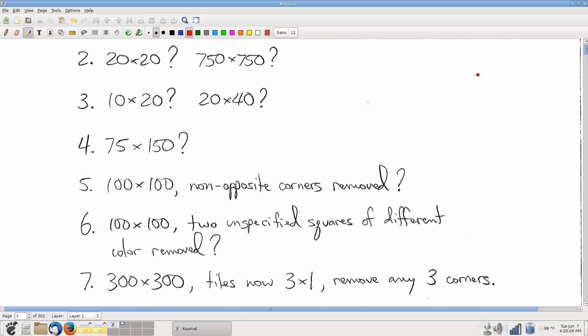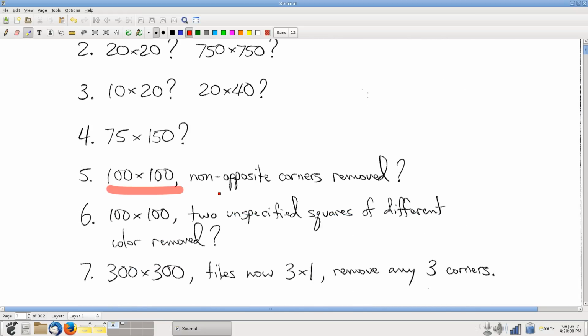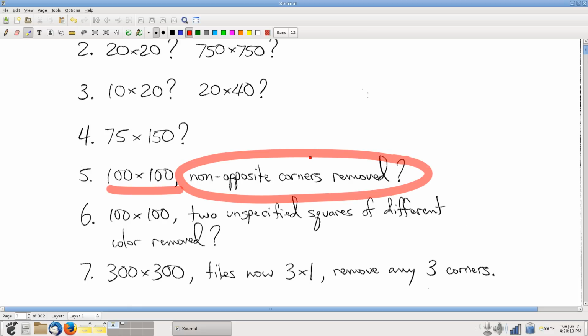You might consider, by the way, what if you have 100 by 100? Non-opposite corners are removed. Well, again, that's a different question. You've got to think through, does the argument still work? The devil is in the details. So think through the details of the argument and ask yourself, and this would be a good exercise for students to do on their own, does the argument work? Or does it not?